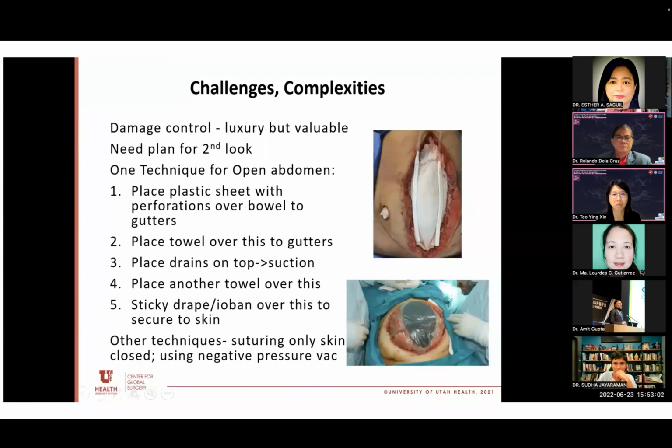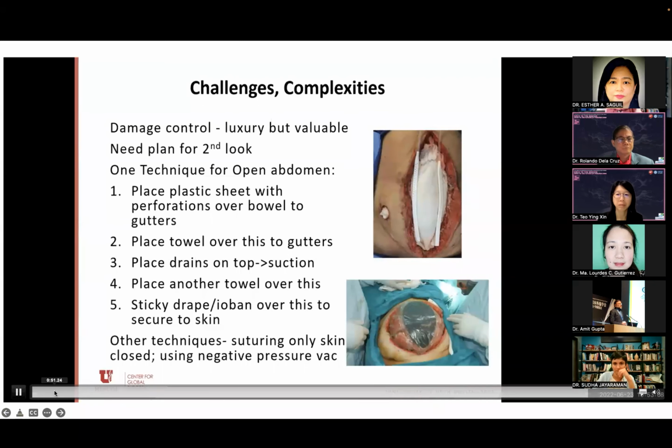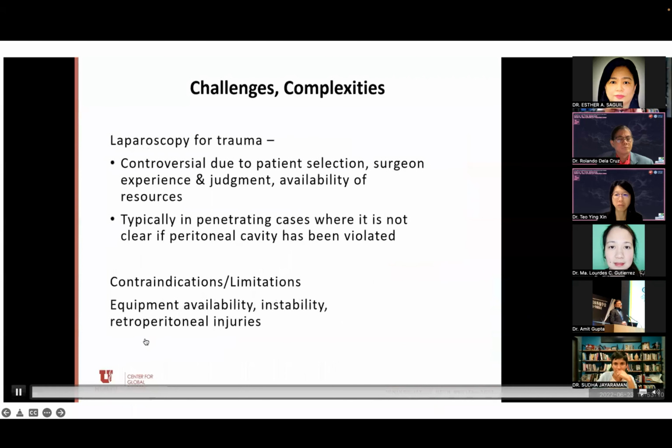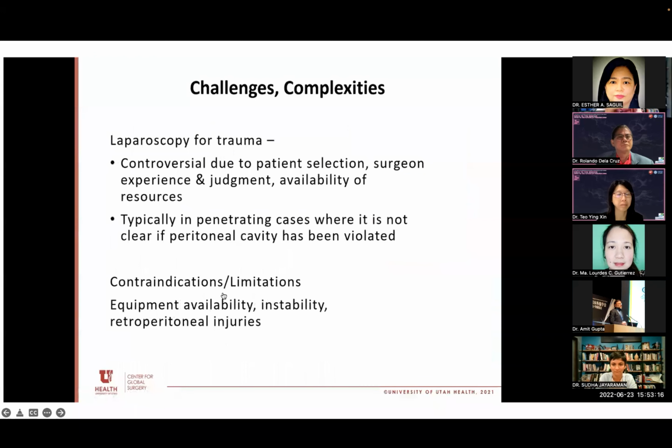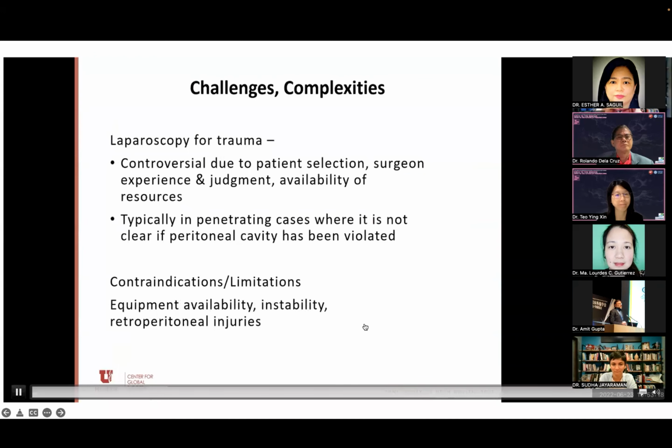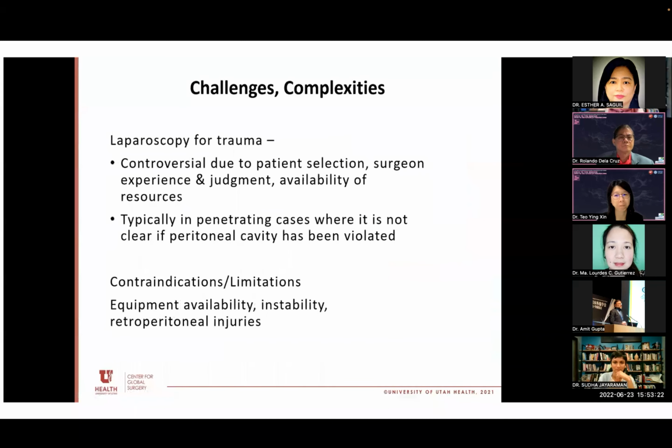Using a negative pressure vac as pictured here is also a common and reasonable thing to do. The biggest challenge is cost. Lastly, laparoscopy for trauma is an important but controversial tool in your toolkit because this depends on the right patient and the surgeon's experience and judgment and the availability of resources.